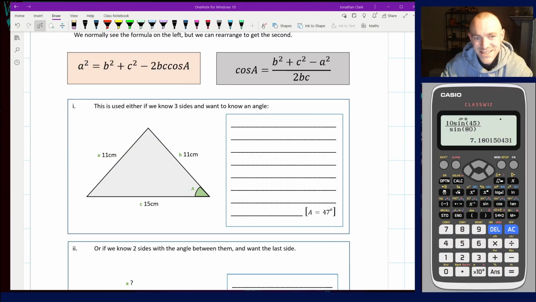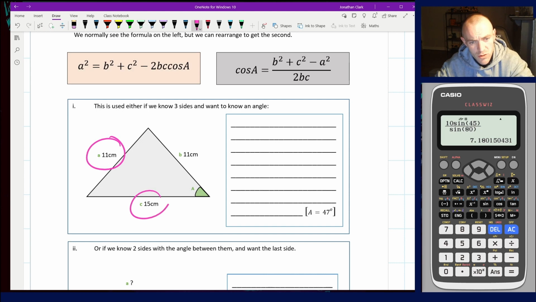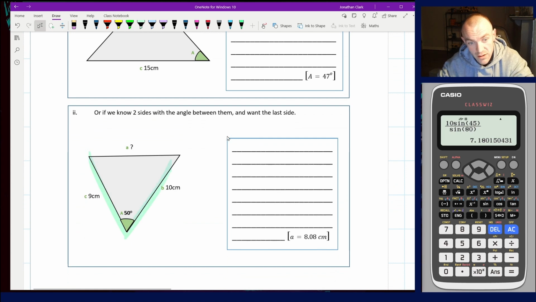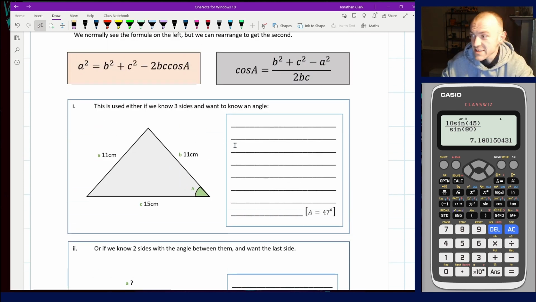Hello, welcome back to this little series of triangle videos. And in this one, we're talking about the cosine rule, which is another rule that you can use to find missing sides or missing angles. The thing that makes it different to the sine rule is we might know different combinations of things. So we can use the cosine rule if we know 3 sides and we're trying to find a missing angle, or 2 sides but with the angle between them. And we're going to use that information to find a last missing side.